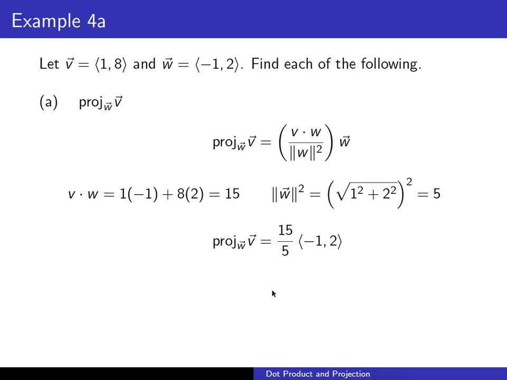So 15 over 5 is 3. So we're going to take each of the components in vector w and multiply them by 3. And we'll get our projection as negative 3, 6. And there you go. So just break it down into easier steps.